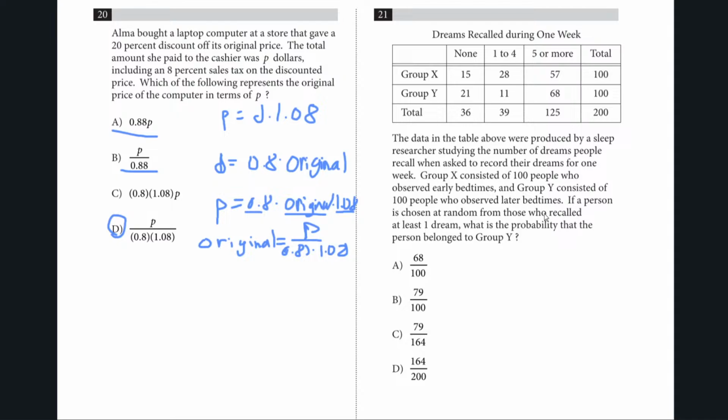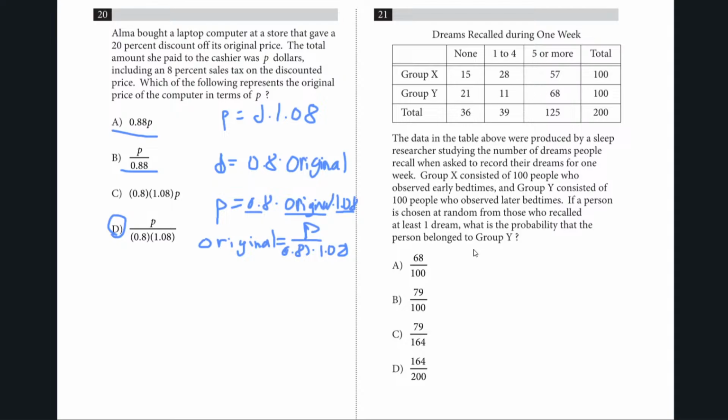Anyways, the data in the table above were produced by a sleep researcher studying the number of dreams people recall when asked to record their dreams for 1 week. Group X consisted of 100 people who observed early bedtimes, and Group Y consisted of 100 people who observed later bedtimes. If a person is chosen at random from those who recalled at least one dream, what is the probability that that person belonged to Group Y?